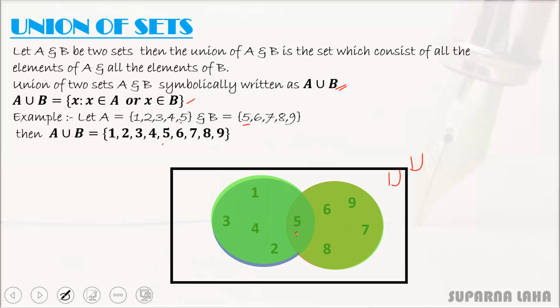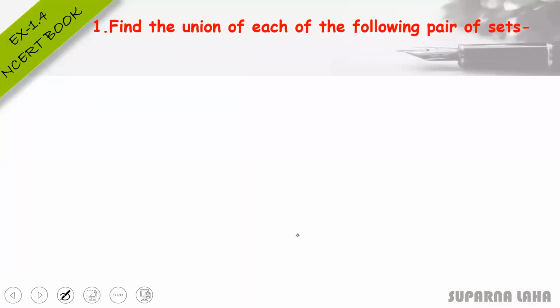So let's check some examples. Here I've taken the first question from this exercise 1.4. Find the union of each of the following pairs of sets. So some pairs of sets are given, and you need to find their union. Here I'm just finding the union in a mathematical representation. Here I'm not taking the Venn diagram representation. In the next question we will take the Venn diagram representation.